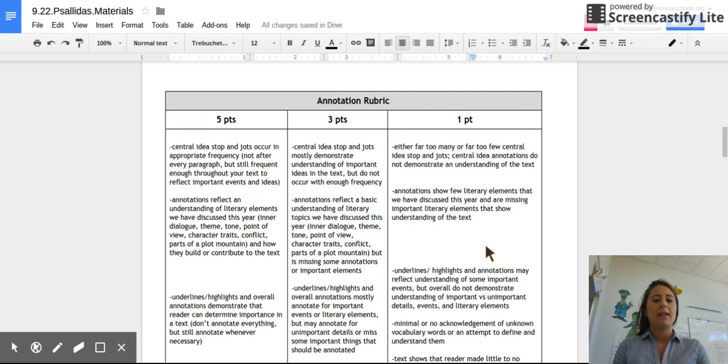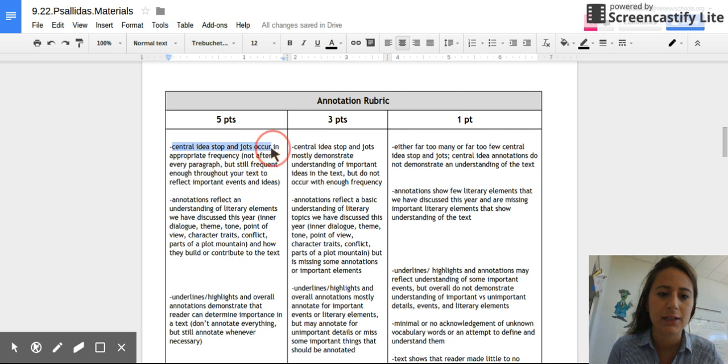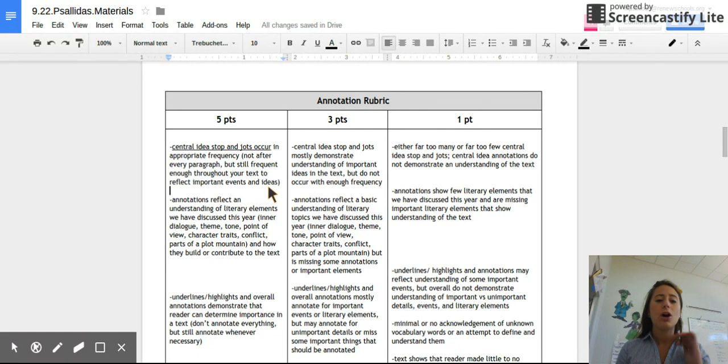Follow along. Central idea stop and jots occur. So everyone right now go through and underline central idea stop and jots occur. A lot of us tried to annotate other things, but still forgot we should be doing those central idea stop and jots, a one sentence summary every few paragraphs. Remember, it says appropriate frequency, so underline this too. Not after every paragraph, but still frequent enough throughout your text to reflect important events and ideas. Make sure you do that.